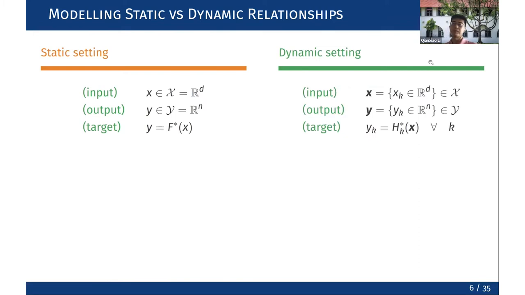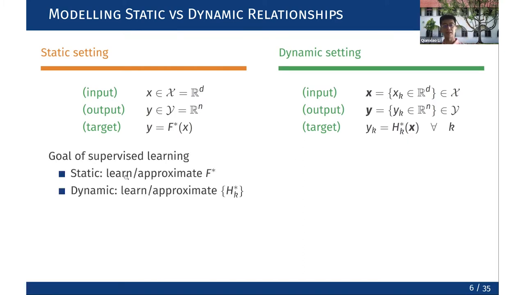So the dynamic setting is a bit different. The input is not just one vector, but you can think of it as a sequence of vectors indexed by k. And this k can be finite, infinite, or even continuous, not even discrete. And the output is also a sequence. Okay, so k again stands for the temporal index. And you have not just one target function, but a sequence of target functions. So at each point k, this value y_k could potentially depend on the entire sequence of inputs, or at least the entire sequence of inputs up to some time k, right? So that's the causal kind of relationship. So what we will need to model is actually just a sequence, indexed by k, of relationship functions, or in the case where x is infinite dimensional, it would be functionals.